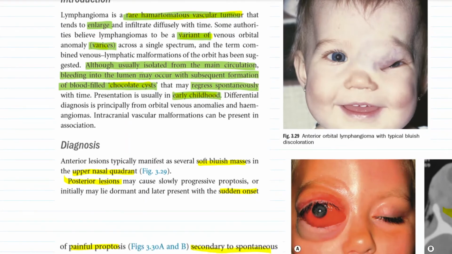Differential diagnosis is principally from orbital venous anomalies and hemangiomas. Intracranial vascular malformations can be present in association. Diagnosis shows a soft bluish mass in the upper nasal quadrant. So as you can see, the limbal dermoids, orbital varices, and lymphangiomas all tend to present in the upper nasal, with the exception of the limbal dermoid that can present in the superior temporal part of the orbit also.